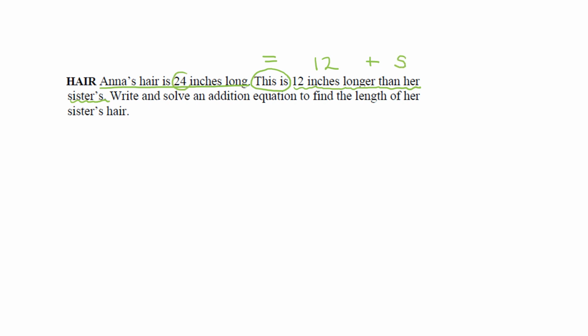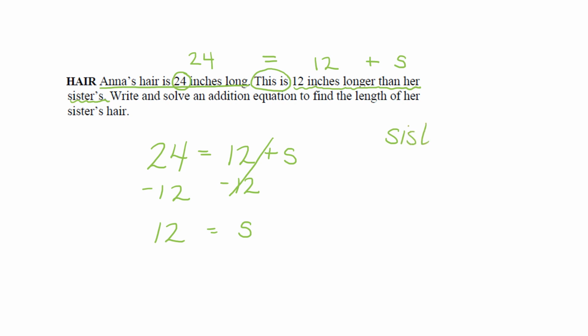And we know that this is 24, so I could write 24 here. So basically, Anna's hair, which is 24 inches, is 12 inches more than her sister's. So how long is her sister's hair? I'm going to subtract 12 on both sides. Cancels each other out. S equals 12. So her sister's hair is 12 inches long. Okay?